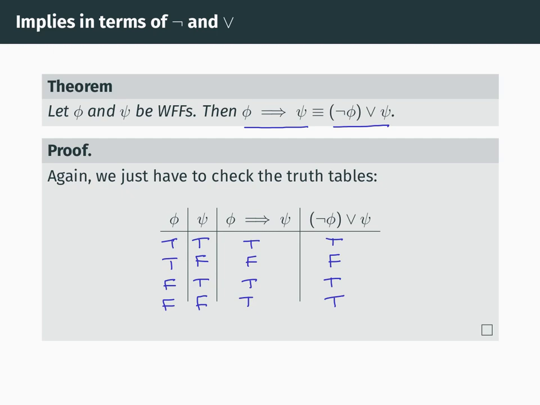So this is telling you that strictly speaking you don't need the connective implies. If you only care about well-formed formulas up to logical equivalence, then you can eliminate implies from any such well-formed formula by replacing it using this logical equivalence.